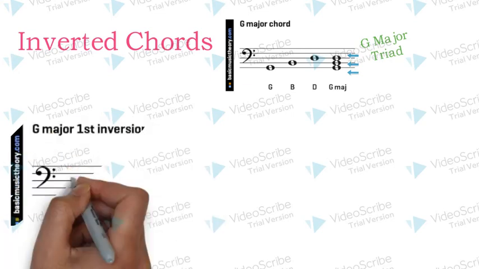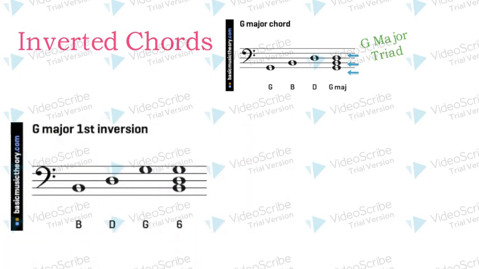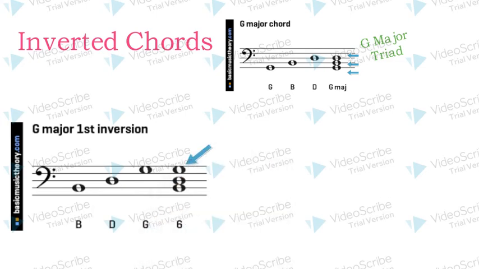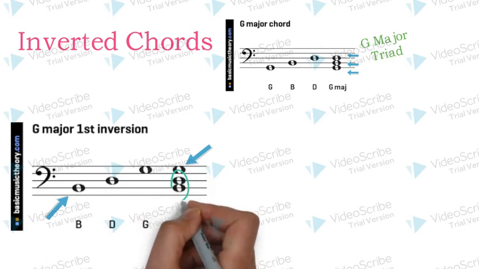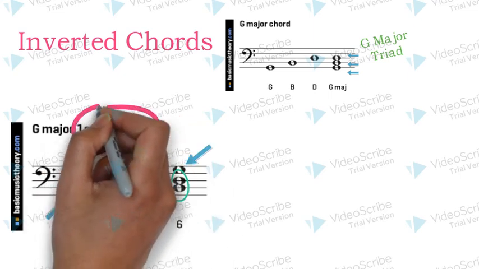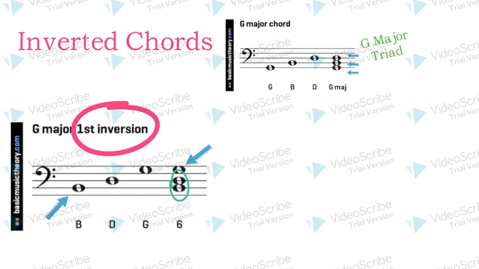However, if we move the G to the top of the chord, the bottom note then becomes B. The B and D notes stay in the same position, but the G has moved to the top. Be careful where you place the note, as it must still be a G note. This is called a first inversion.